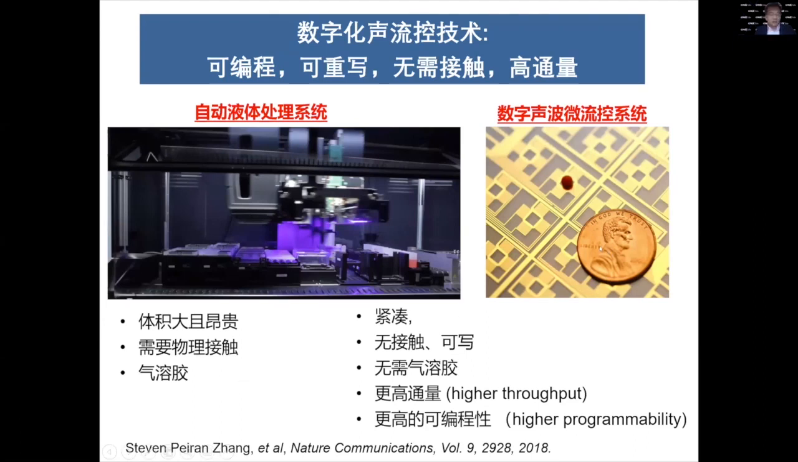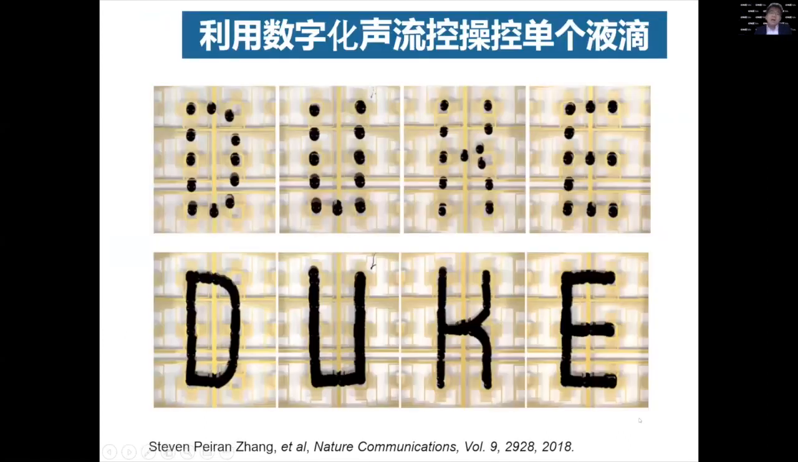So our device, we can make it more compact and contactless. It does not generate aerosol. It also has, we believe, 10 times or even higher throughput and better programmability. I'm not going through the physics to explain that. I'll just show the results. We are using it to program the droplets.